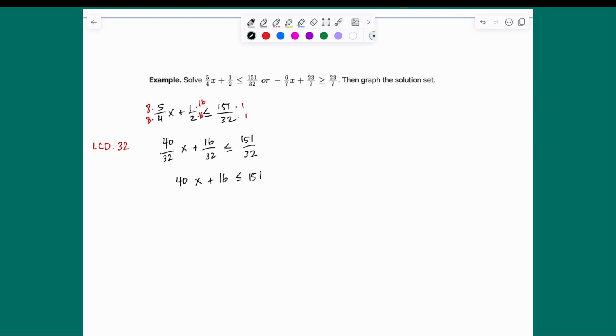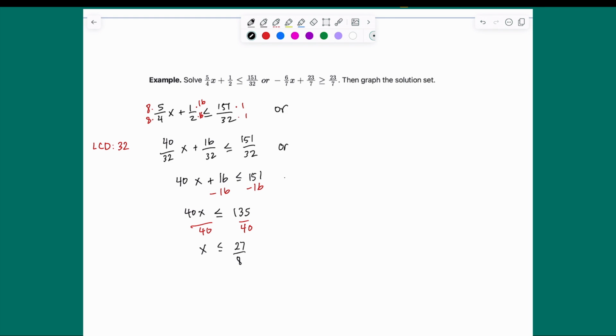All right, so now we have this inequality, and I'm going to go ahead and isolate the 40x by subtracting 16 on both sides, and that would give me 40x less than or equal to 135, and then I would divide both sides by 40. So this way I get x is less than or equal to 135 over 40. They share 5 in common, so dividing out a 5 in top and bottom would give me 27 over 8.